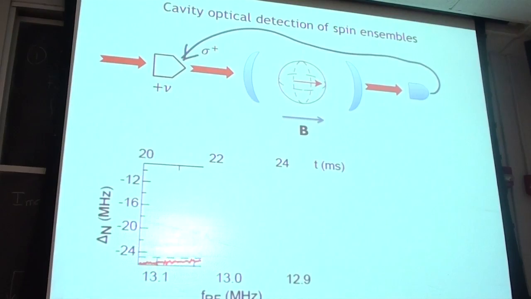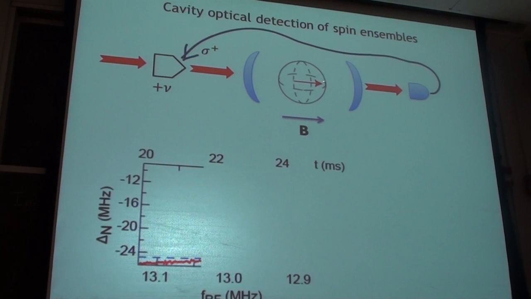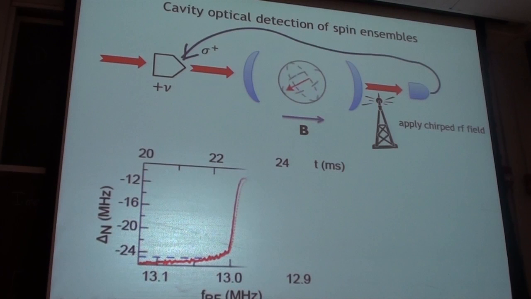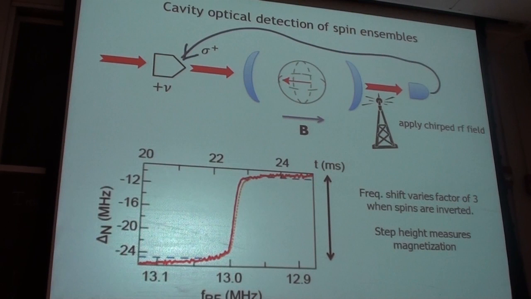So, for example, if I probe my cavity on its resonance, with my atoms pointed with their spin along the cavity axis, I might see the cavity resonance frequency shifted by a certain amount. Let's say it's now shifted by around 25 megahertz away from resonance. Now, if I apply a radio frequency field that will flip the spin of my atoms, I can see quite clearly that the cavity frequency jumps in response to that spin flip, which again shows that we have a strong spin sensitivity as well as a mechanical sensitivity to what's going on in the cavity.